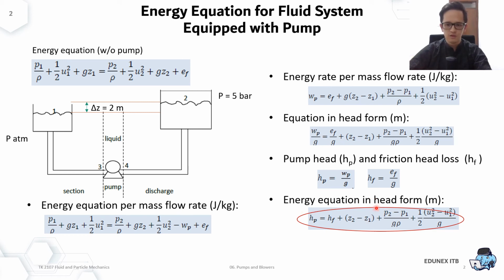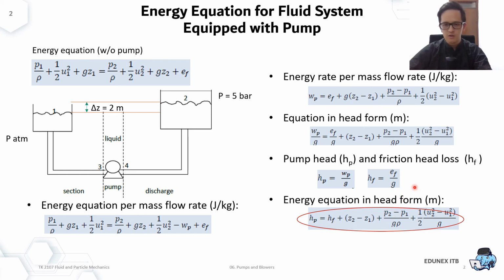So the energy equation in head form or expressed in meter can be expressed as head of the friction plus the delta elevation plus the delta pressure divided by the gravity constant and the density and the difference in the velocity.